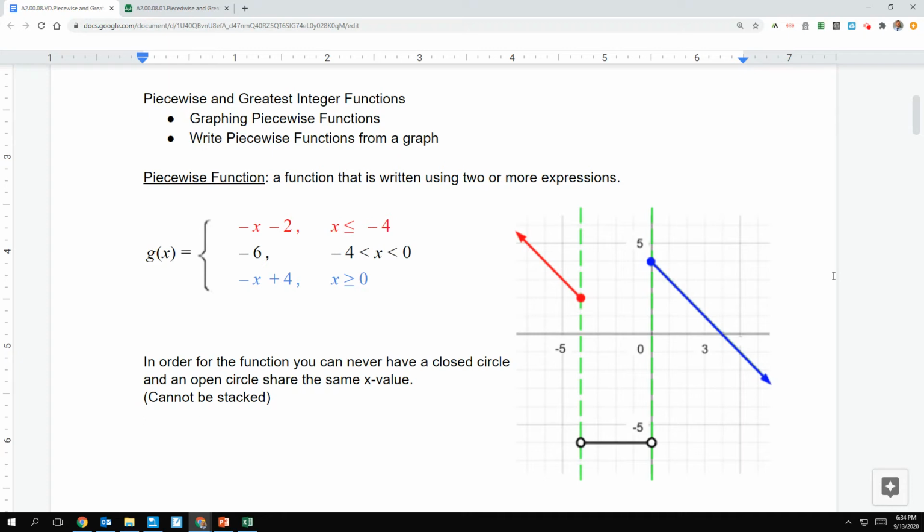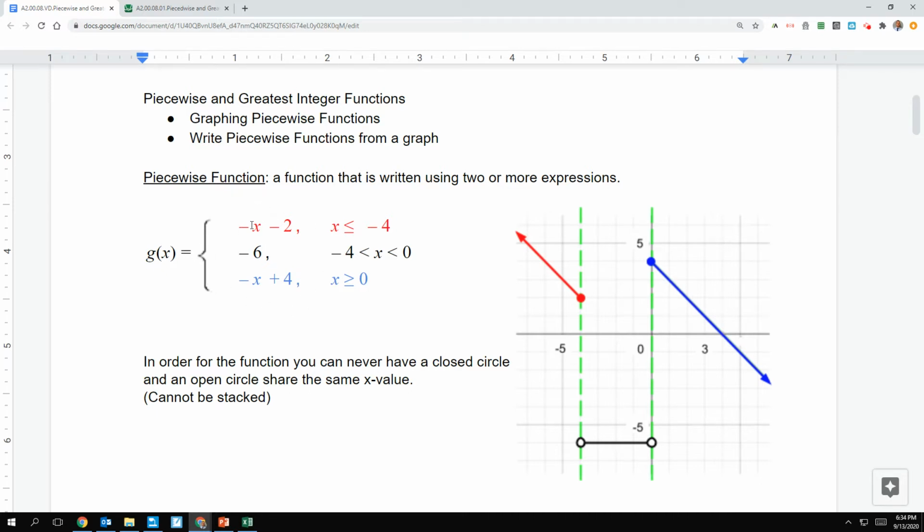We are talking about piecewise and greatest integer functions, and we want to be able to graph piecewise functions and write piecewise functions from a graph. A piecewise function is a function that is written using two or more expressions. So down here, we have the function g of x, and this is a function. And right here, we have three expressions.